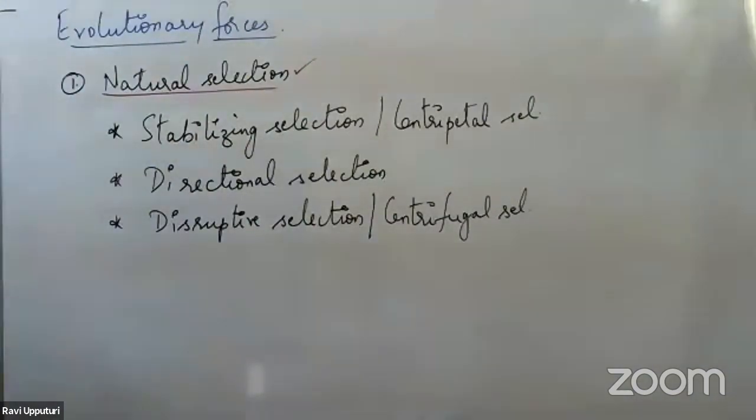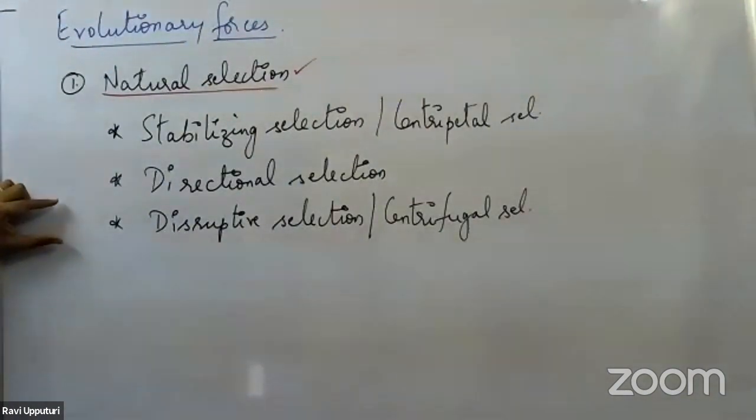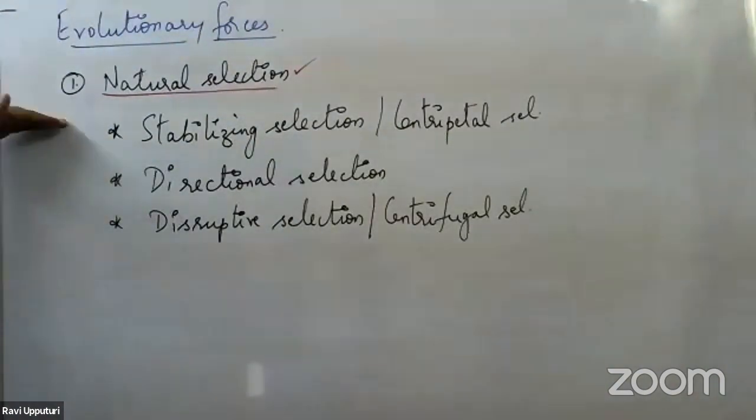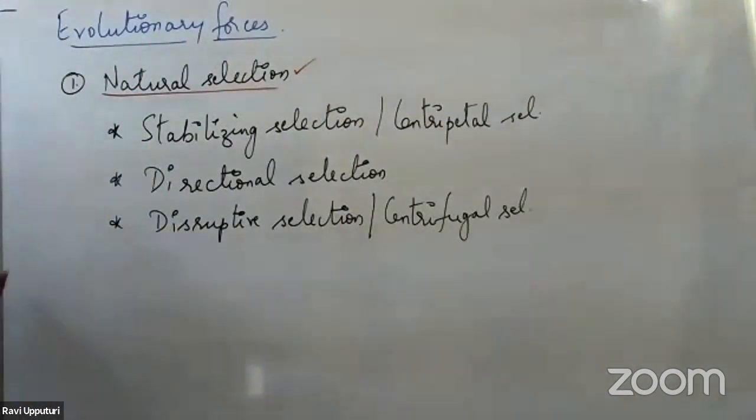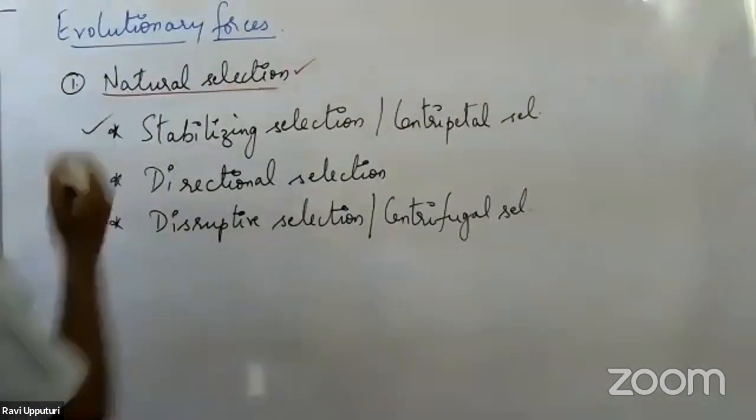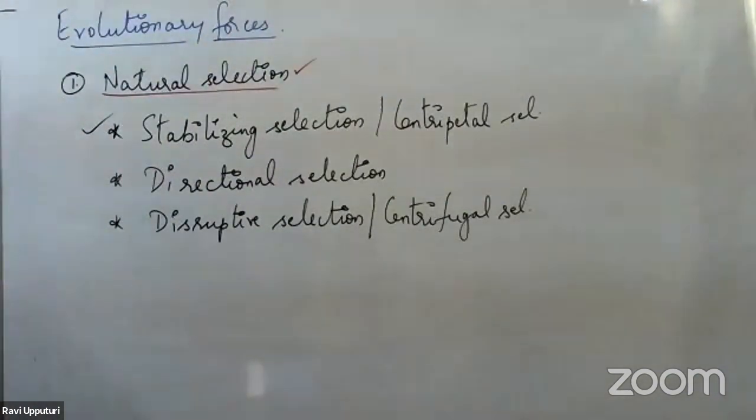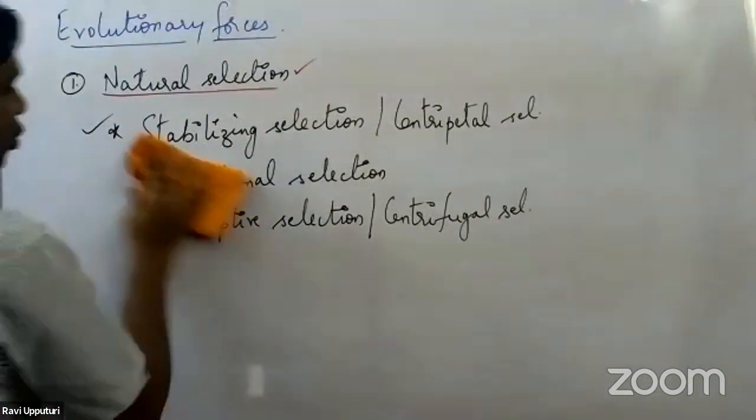Stabilizing selection, also called centripetal selection. The second one is directional selection. And the third one is disruptive selection. So let us quickly begin with the first one, stabilizing selection, then we'll come back to the other 2 types of selection.